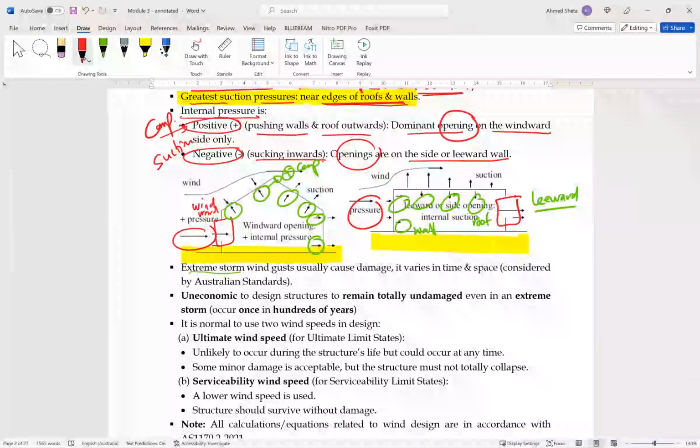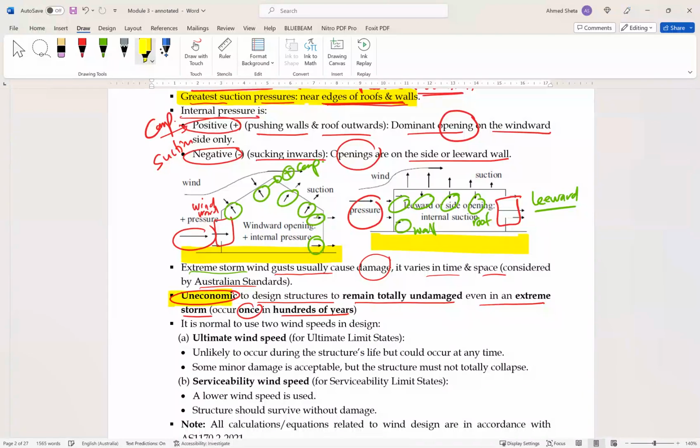The next point is that extreme storm wind gusts usually cause damage. It varies in time and space, and is considered by the Australian standard. It is uneconomic to design a structure to remain totally undamaged even in an extreme storm, which occurs one in hundreds of years. So this is not a good procedure, to design to withstand rare events like an extreme storm.